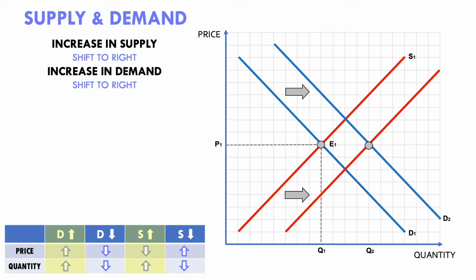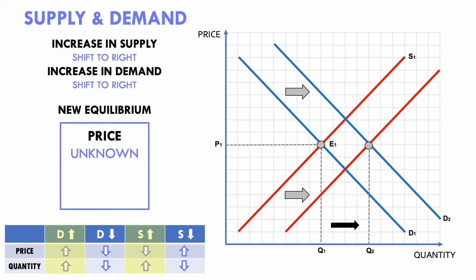Now, what has happened to our equilibrium? First and foremost, I want us to look at the price. What has happened to the price? If you look at this, a lot of you might say, well, it looks like the price has stayed the same. But if you remember one of our rules, the price will never stay the same. So we have to say our price is unknown. Now, why is it unknown? Why can't we say it stays the same? It sure as heck looks like it stays the same.